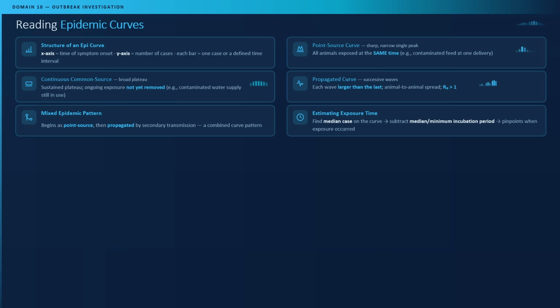And here's the practical read. As long as that plateau continues, your source is still live. When it finally drops off, that often tells you when the exposure was removed.